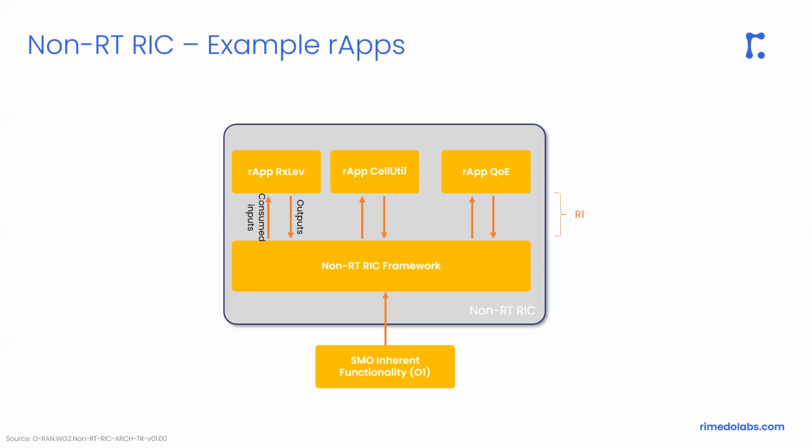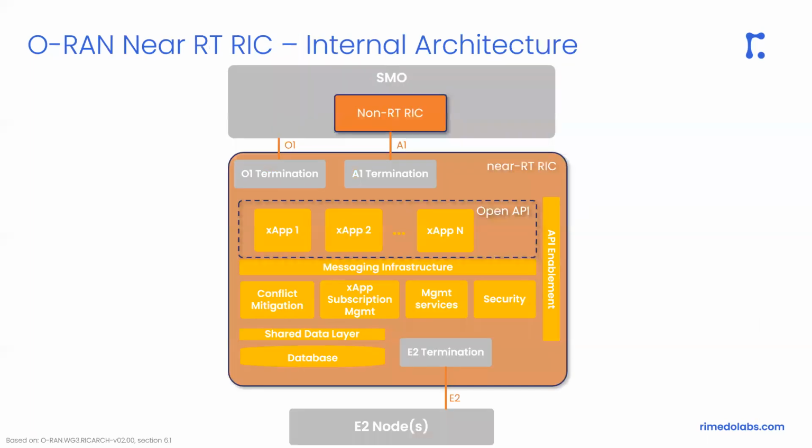So the rApp QoE will take the outputs from the received signal level, from the cell utilization, and from the actual measurements to produce some kind of guidance, saying, well, the near real-time RIC could now well allocate those and those and those kind of cells. The user could move there because then the quality of experience will be okay there, right? So this is sort of the flow here.